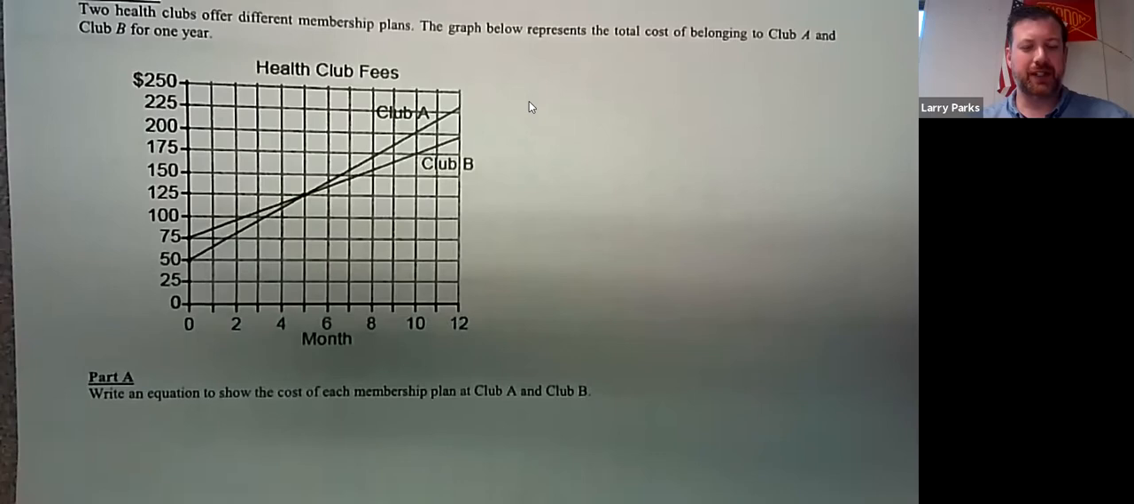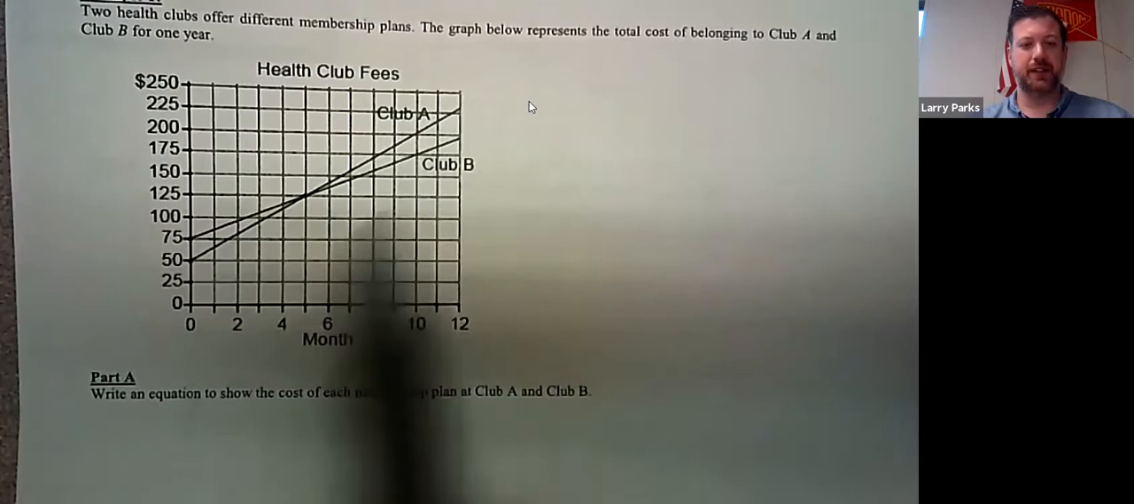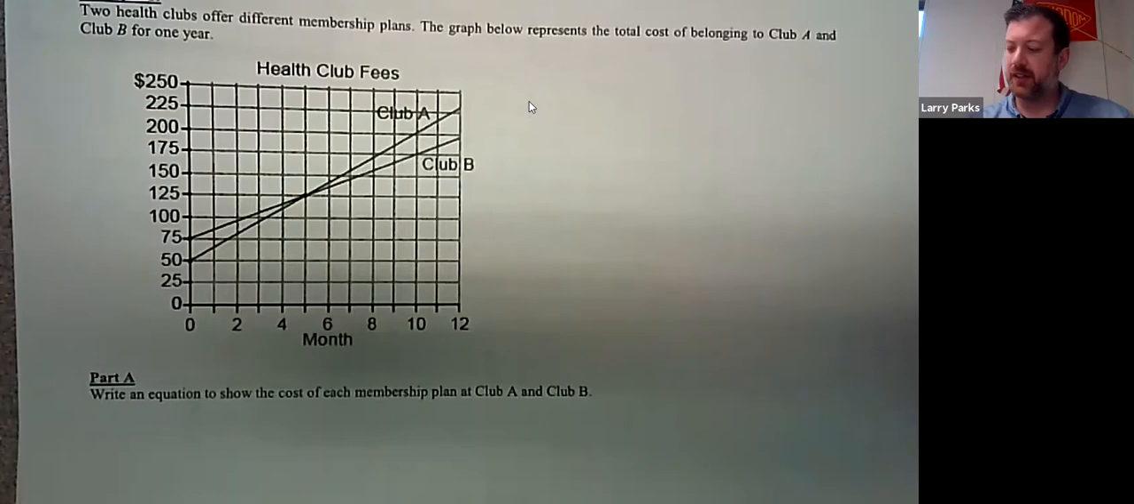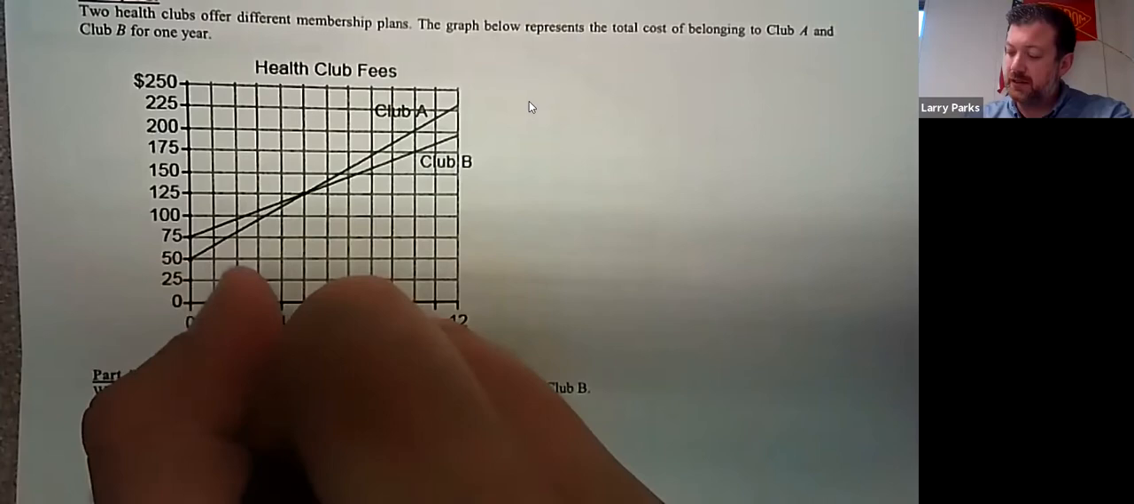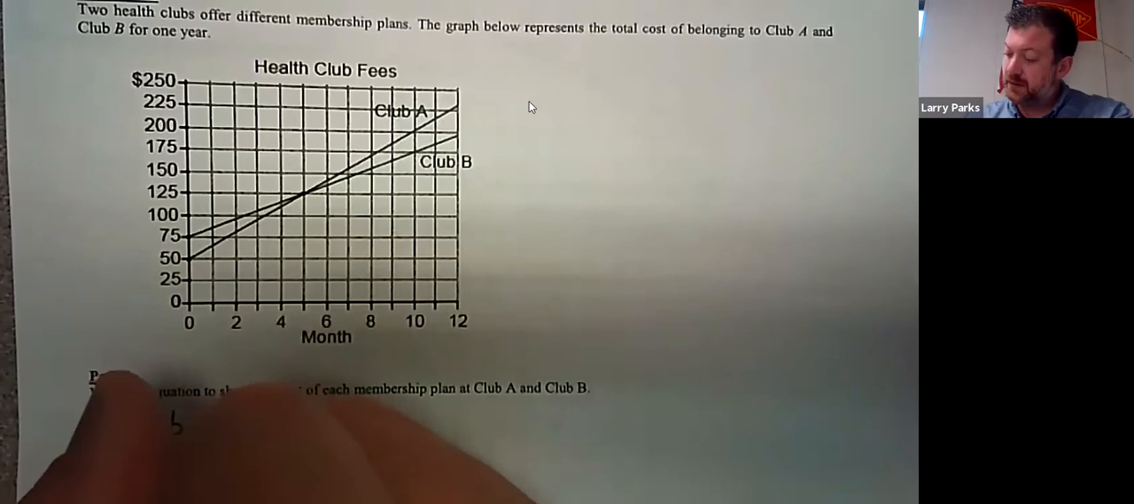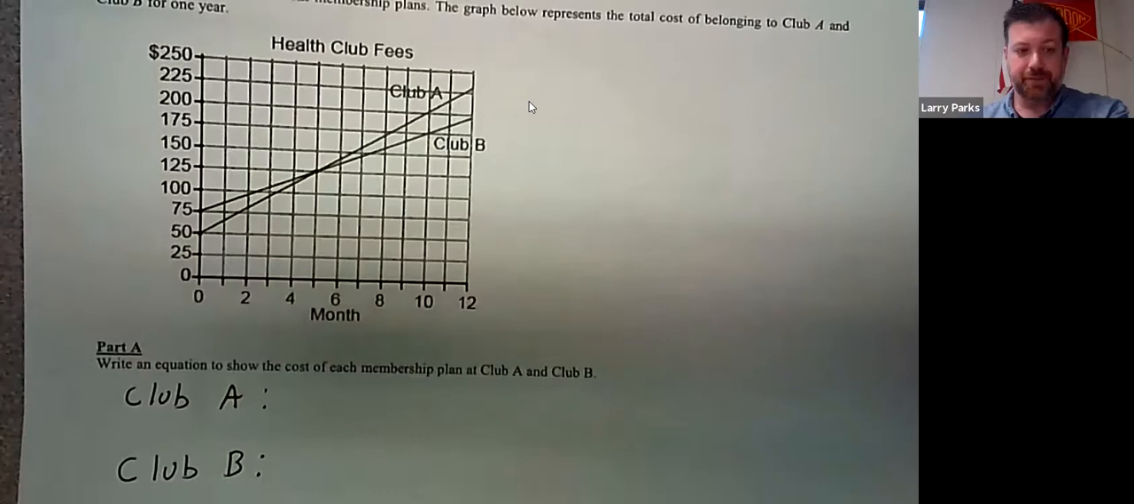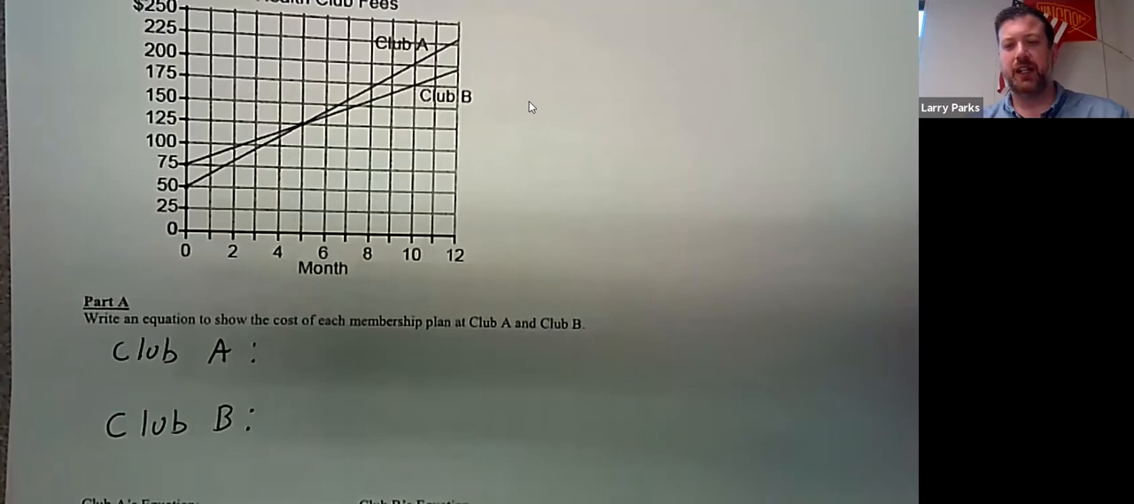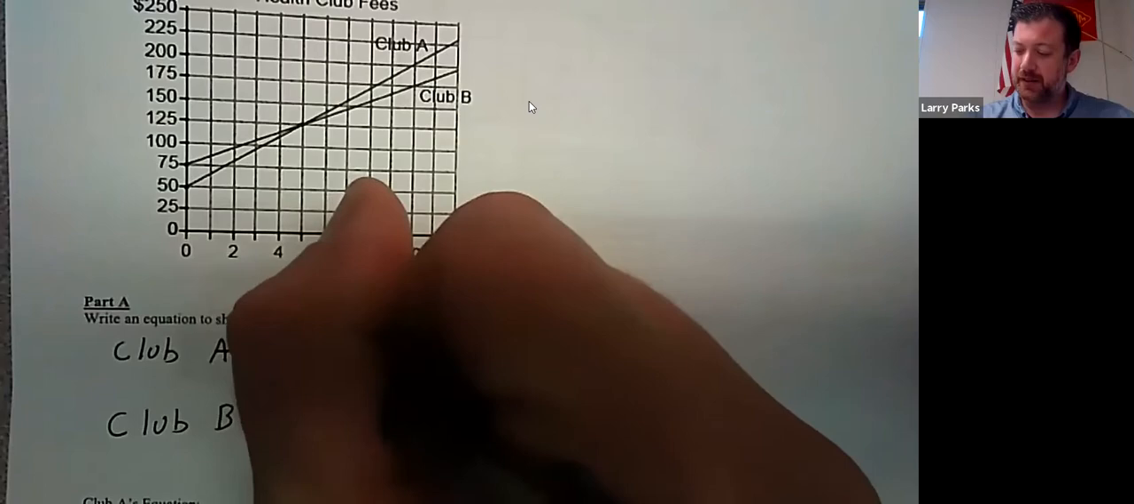First, they want us to write an equation to show the cost of each membership at Club A and Club B. Notice Club A is here and then Club B is there. In order to set an equation, I'll go ahead and put Club A and Club B down. Gyms are going to charge you a startup fee, and then they're also going to charge you something per month. So the per month is going to be our slope, because that's our X. And then our constant is going to be, what do they start us out at? So let me go ahead and put X plus B. We'll figure out the slope here in a second.